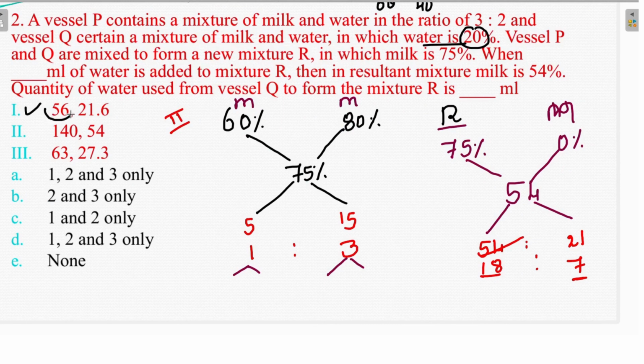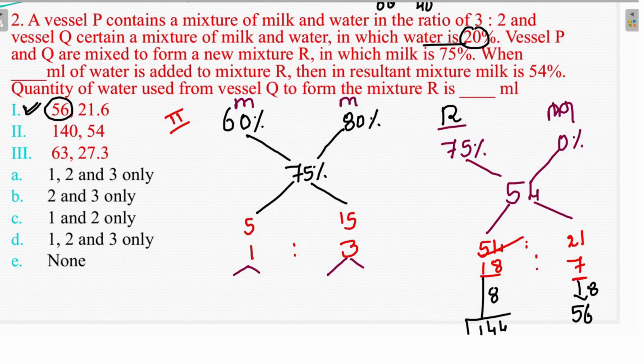Okay, what is this 56? Taking the first option, you added 56 liters of water to vessel R. According to this question, you added 7 parts of water. 7 parts is equal to 56, so 1 part is equal to 8. Then 18 parts I need to check: 18 times 8, which is 144.